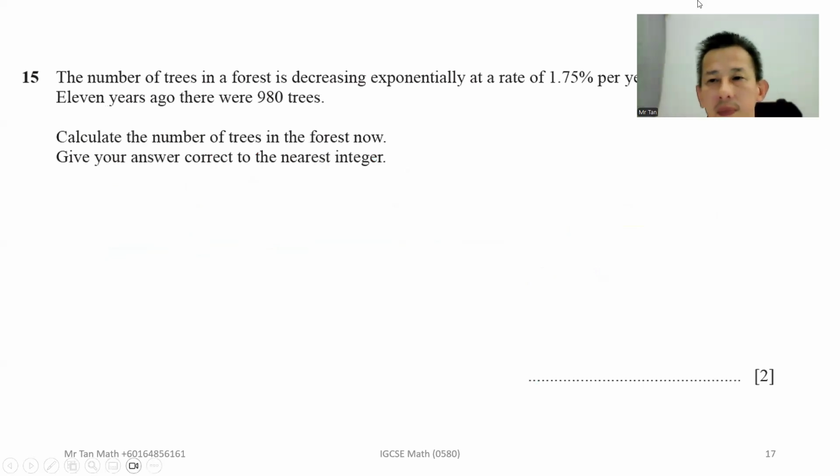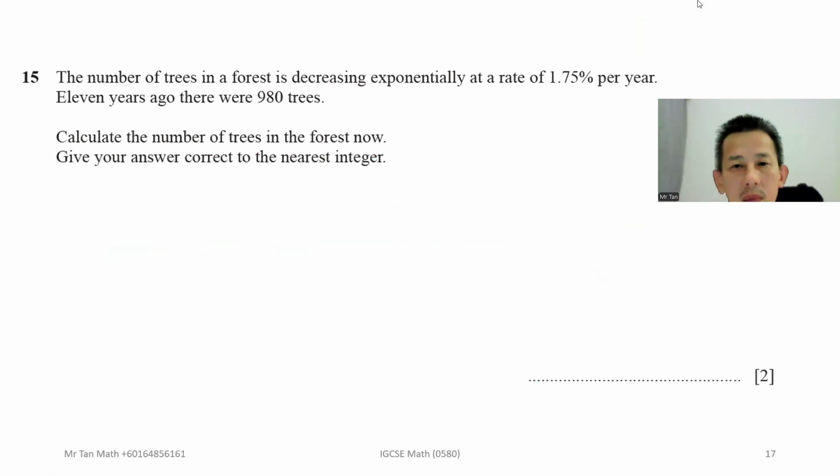Number 15. The number of trees in the forest is decreasing exponentially. Decreasing exponentially. So we need to use compound interest, which is P(1 + R/100)^N, at the rate of 1.75 per year.